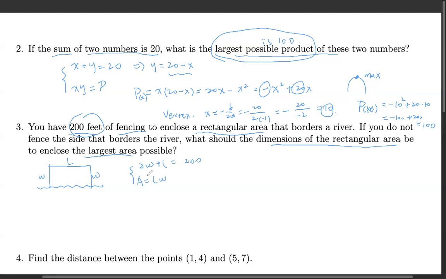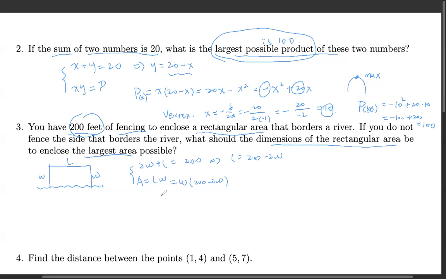So it's a very similar strategy to problem 2. Problem 2 was talking about two numbers, where we're given the sum and want the largest product. In this case, we're given the relationship between the length and width, and we're looking for the biggest possible area. From the first equation, we can write the length in terms of width, L equals 200 minus 2W. Then we substitute L: W times (200 minus 2W).